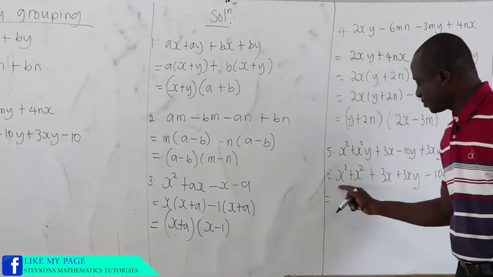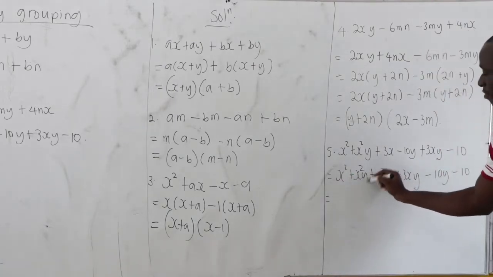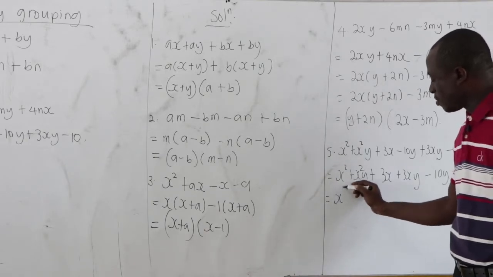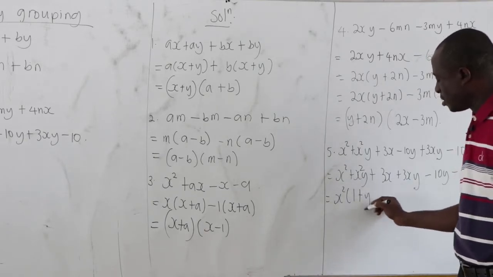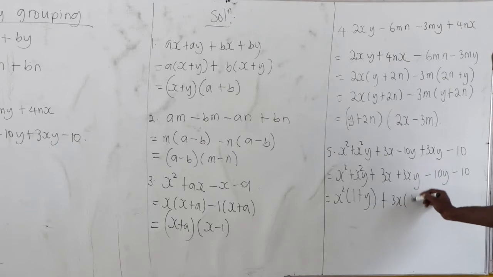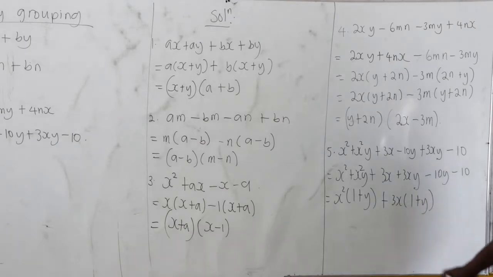Now what is common here? I have y here. Now what is common? x squared is common, so x squared out. What do I have? 1 plus y. Now this second one, what is common? 3x is common. I have 1 plus y. Now this negative 10 is common. I have y plus 1. Now y plus 1 is the same as 1 plus y.